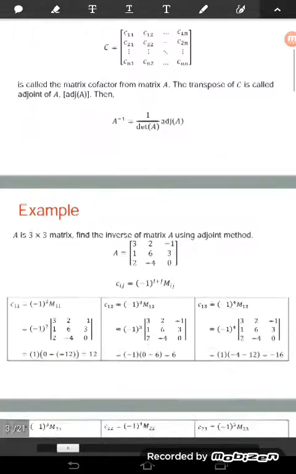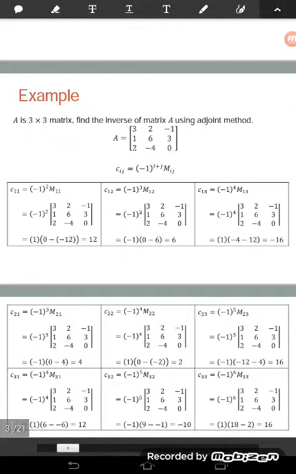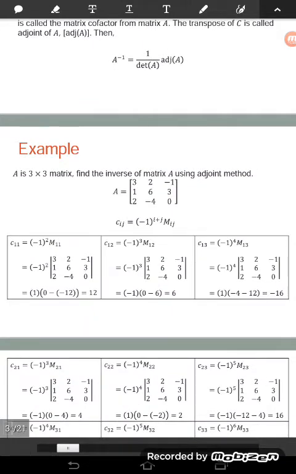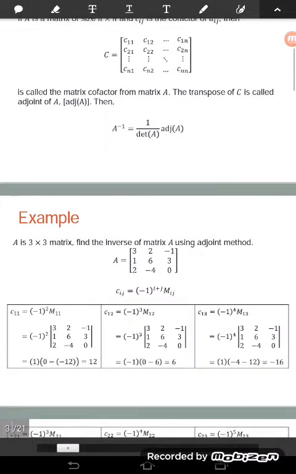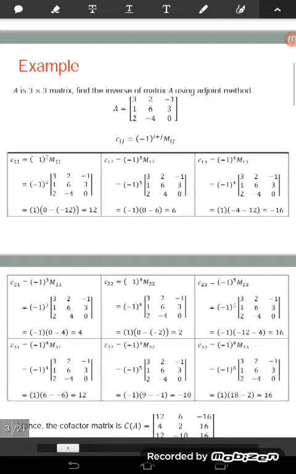Okay, so kita tengok how to find the cofactor matrix. Let's say A is a 3 by 3 matrix, this one. We want to find the inverse of this matrix. So to find the inverse, we need 1 over determinant of A and the adjoint of A. Then to find the adjoint of A, we need the cofactor of matrix A. The adjoint of A is the transpose of this cofactor. So first, find the cofactor.